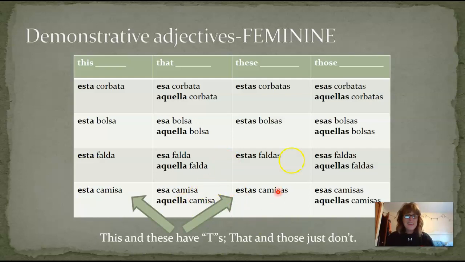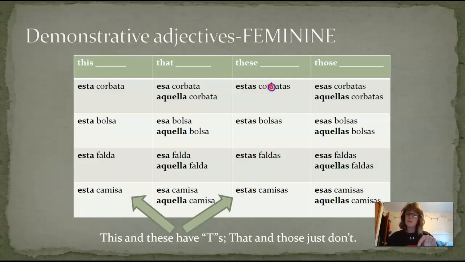Now these, all you're going to do is take the word for this, esta, add an S to that, and then you have a plural. So again, it's not estás. That's the importance of an accent mark right there. Como estás? That's a different word. How are you? This is not the word estás. This is the word estas. The stress goes on the first syllable of that. So these ties right here. Say that one for me. Estas corbatas. Estas bolsas. Estas faldas. Estas camisas.